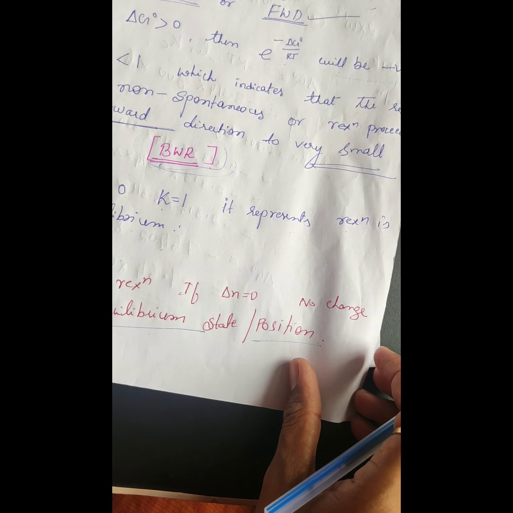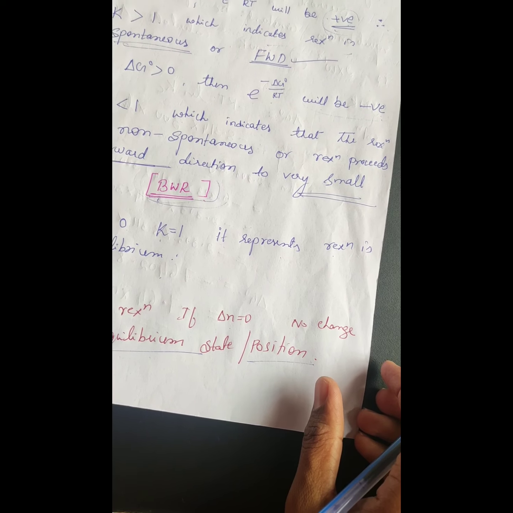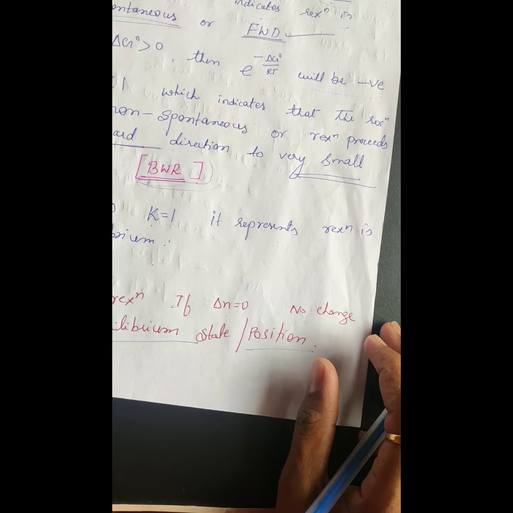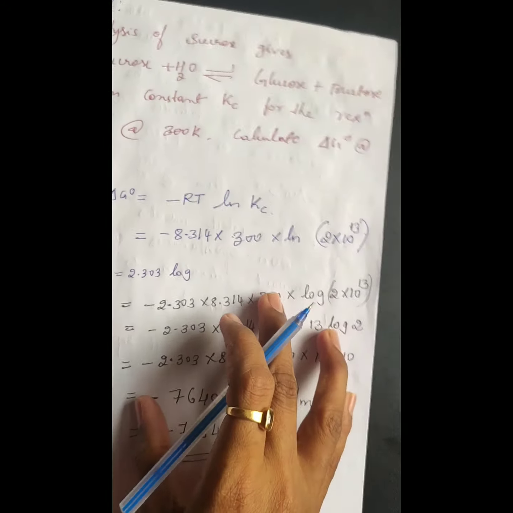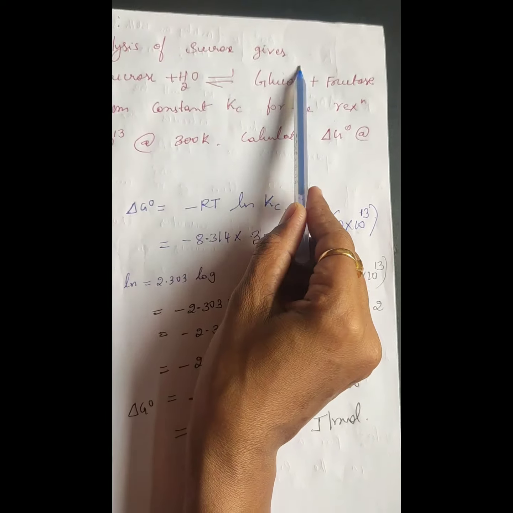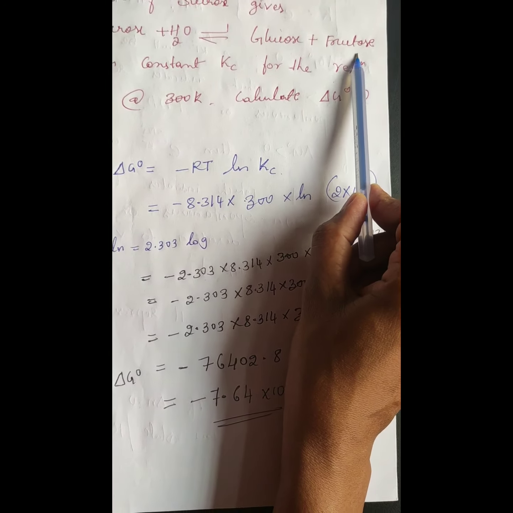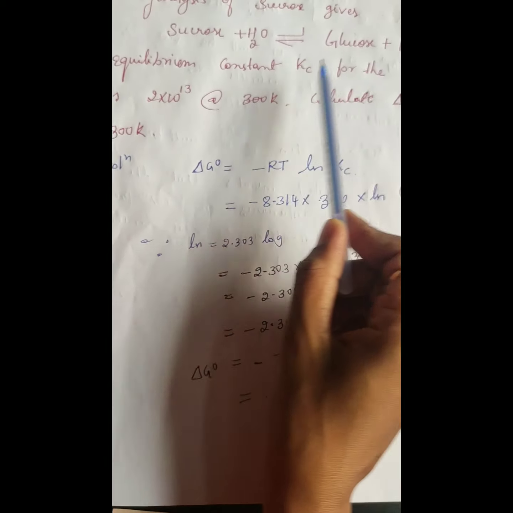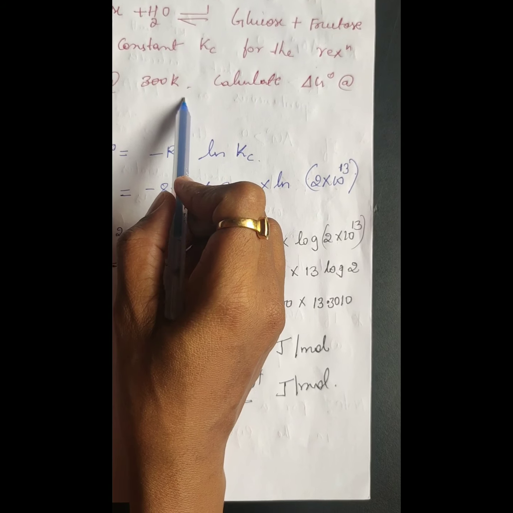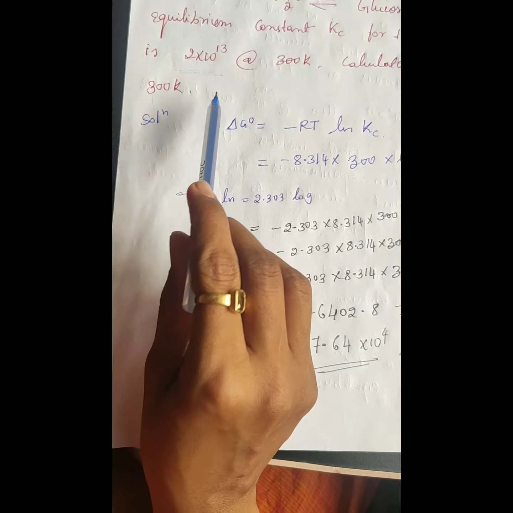In order to understand the last concept, that is the relationship between equilibrium constant, reaction quotient as well as Gibbs free energy, let us consider one numerical. The hydrolysis of sucrose: sucrose plus water giving glucose plus fructose. The equilibrium constant Kc for the reaction is given at 300 Kelvin. Calculate the delta G naught value at 300 Kelvin.